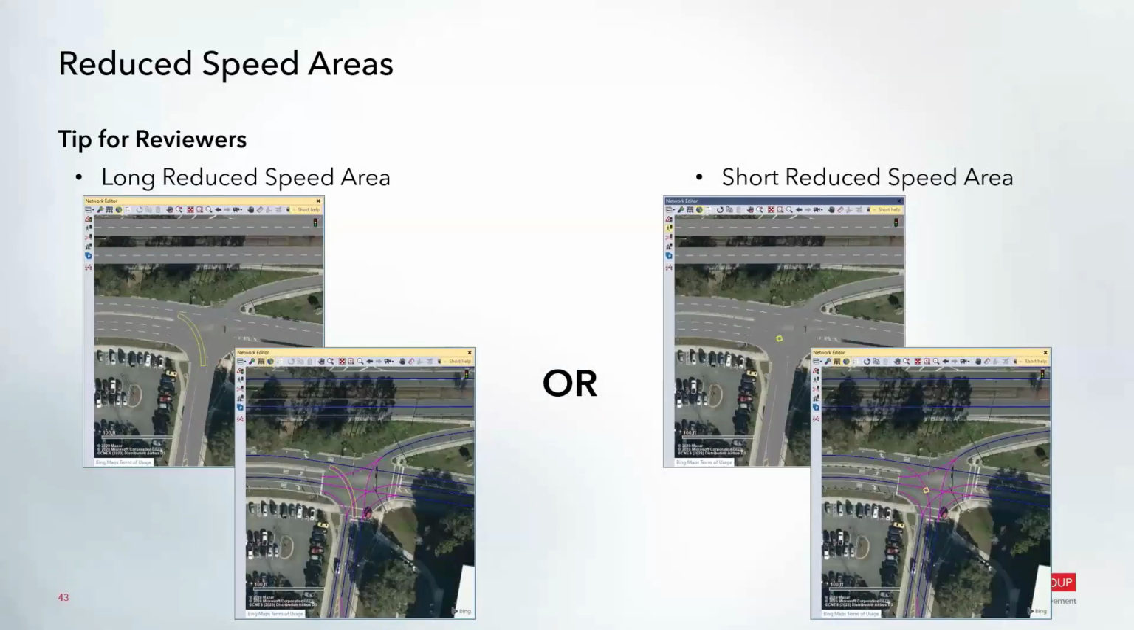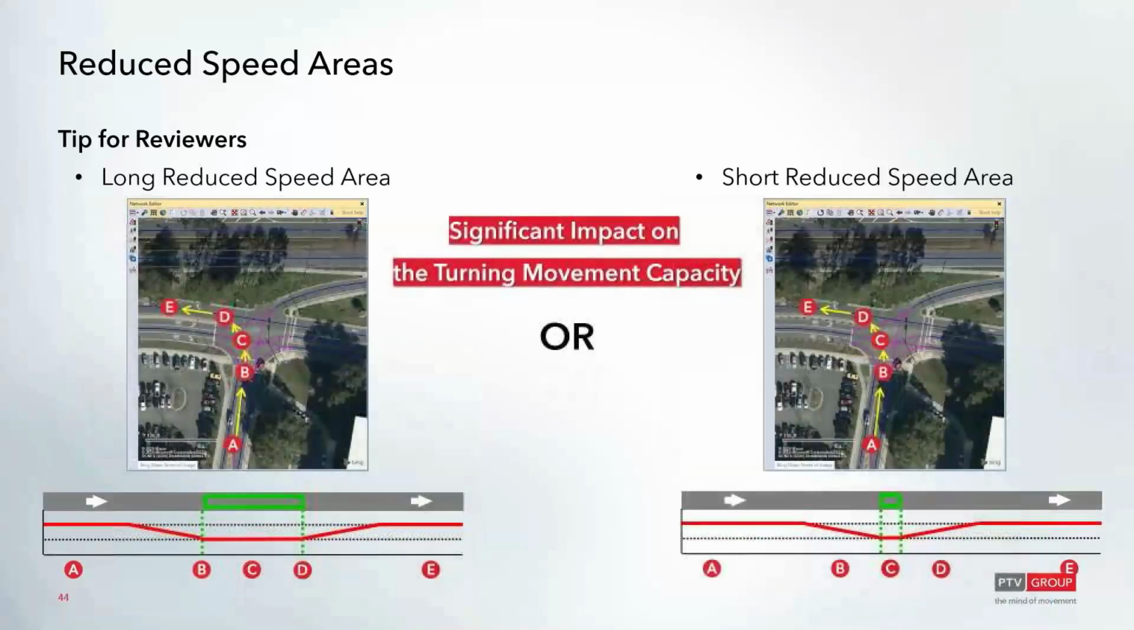All right, and then there is one other item we wanted to bring up when either you're coding or reviewing a model. Just because Vissim is really flexible, you can really model things in a lot of different ways. And so one of those items is going to be the length of those reduced speed areas. So we really just wanted to show you a quick example of using a long reduced speed area for one of these turning movements versus using a smaller, shorter reduced speed area, and show you some of the differences that you might see.